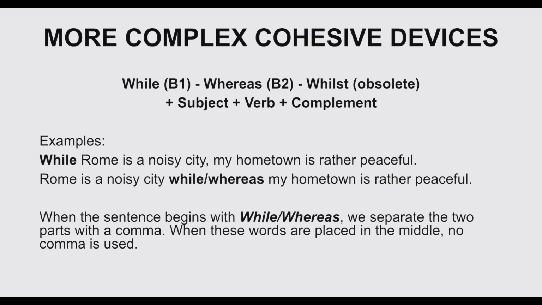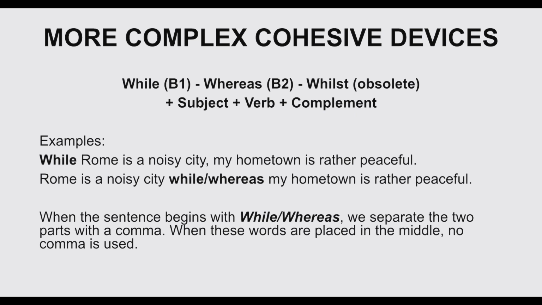Let's have a look at some other cohesive devices. While, whereas, and whilst. They are practically synonyms. The only difference is that while is a B1 level word, whereas is a B2 level word, and whilst is a little bit obsolete. We do not use this word very much anymore. The three words are followed by a subject, a verb, and a complement. Let's have a look at the examples.